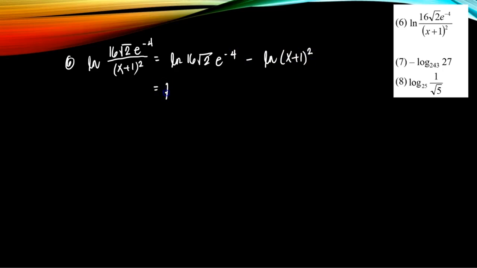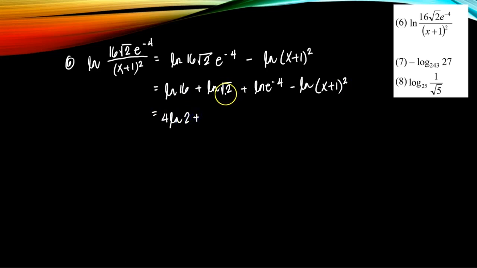So for the numerator, I can make them a sum: ln of 16 plus ln of the square root of 2 plus ln of e to the negative 4 minus ln of (x plus 1) squared. So 16 is 2 raised to 4, so I can say this is 4 ln of 2. This one is 1 half, right? So 1 half ln of 2, minus 4. Take note, you have here ln of e, minus 2 ln of (x plus 1).